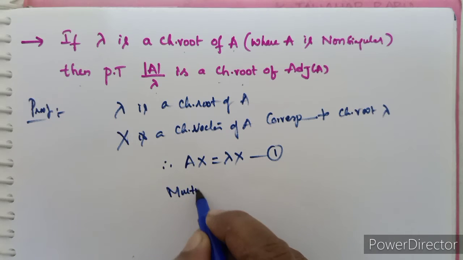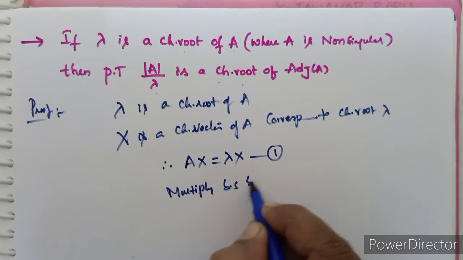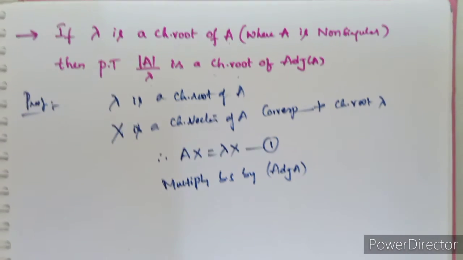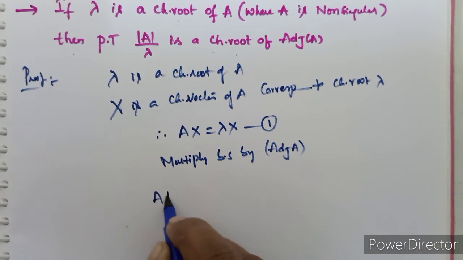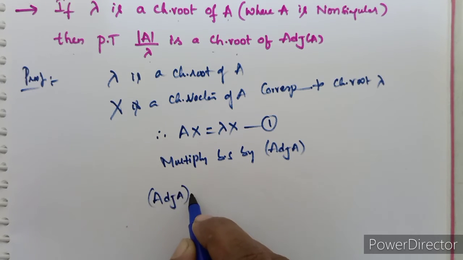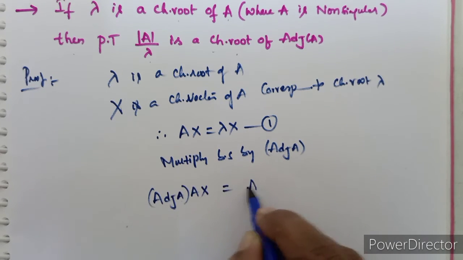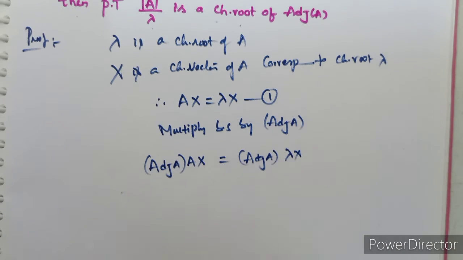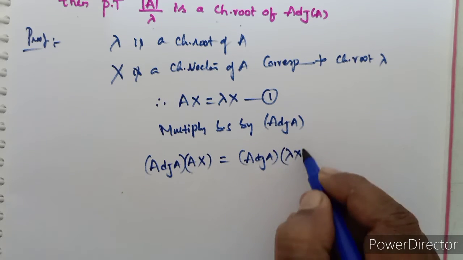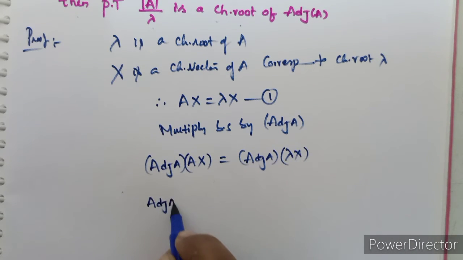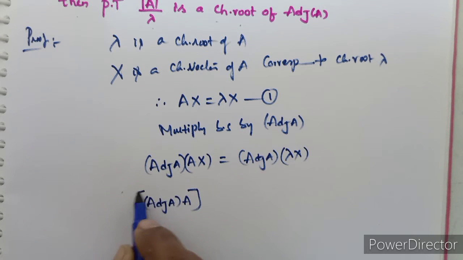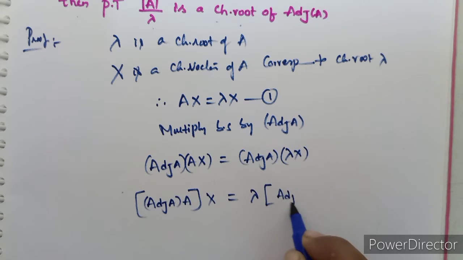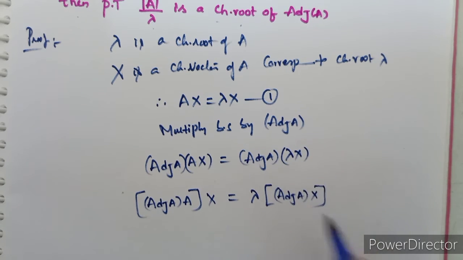Multiply both sides by adjoint A. Pre-multiply or post-multiply. Adjoint A into AX is equal to adjoint A into lambda X. Now I write this as adjoint A into A into X equal to lambda times adjoint A into X.